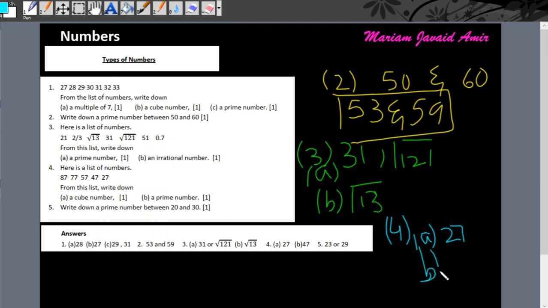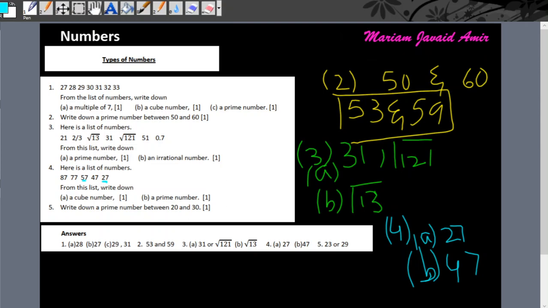The prime number in this list is not 27, it is 47, because the remaining numbers are divisible by other numbers as well. This is divisible by 3, this is divisible by 7 plus 5 is 12, and 12 is divisible by 3, so 57 is also divisible by 3. 11 is simply divisible by 11, 77 is divisible by 11, and 87, the sum of 8 and 7 is 15, so that means 87 is divisible by 3, because 15 is divisible by 3. So the only prime number in the list is 47.